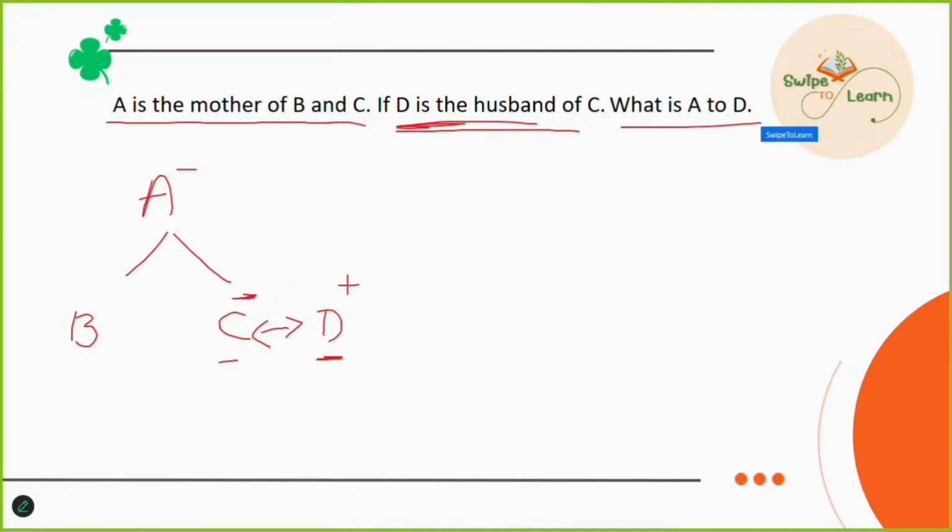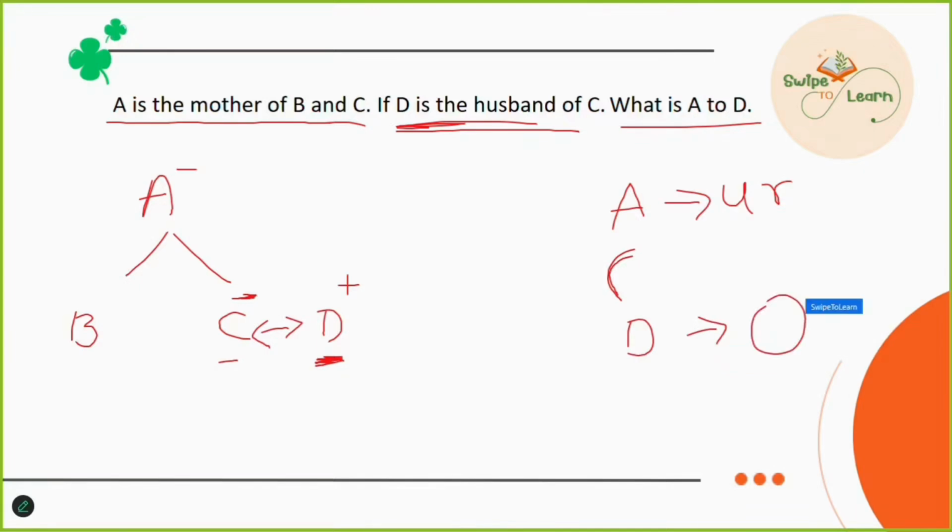What is A to D? Okay, in this question, they didn't ask how they are related. They're asking what is A to D. So you have to think from the perspective of D. What is A to D? So, okay, you think you are the A. Now you are the A. You are having a child, which is a daughter. So you are having a daughter, and that daughter is got married to a person. Then what that person will be to you? Definitely, he will be your son-in-law.